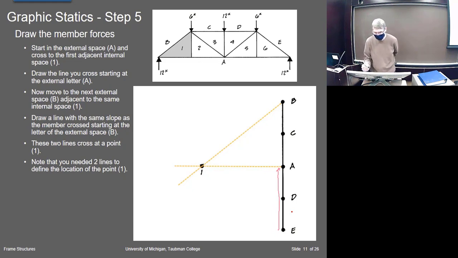Okay, so in this case they're all vertical forces, so it doesn't make too much of a diagram there. It's just a straight line. Sometimes you'd have some horizontal forces and it wouldn't be necessarily just straight, but in this case it is.